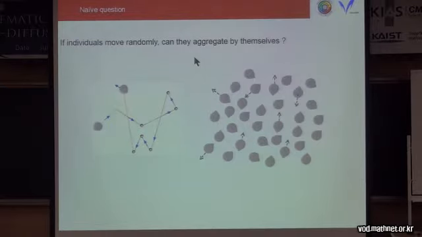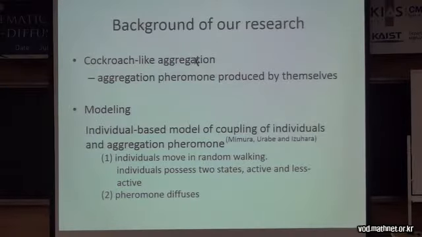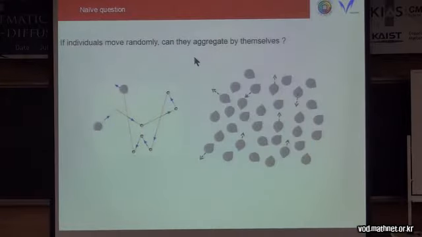Some amoeba, like E. coli, gather by a chemotactic attractant. But if we just look at each individual, it is known that there is no directional movement. So each individual moves randomly. Maybe a similar discussion was already mentioned in yesterday's talk by Professor Kim.